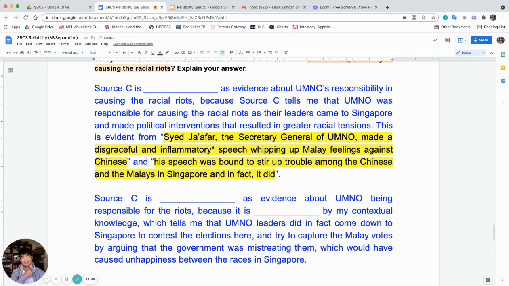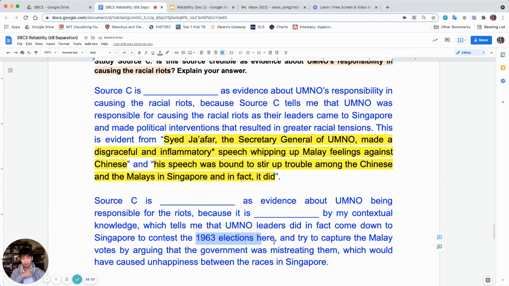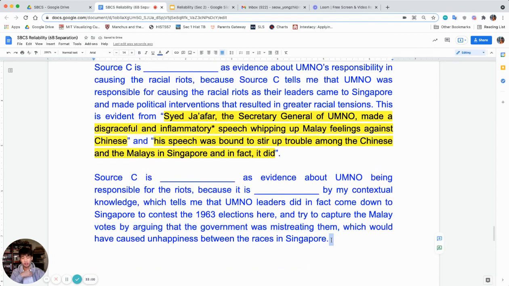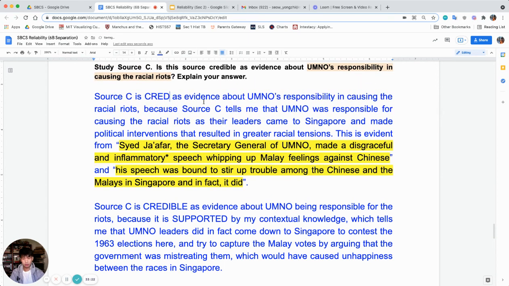So now look at the trick. I have used a different contextual knowledge. I've used the fact that UMNO came to contest the 1963 elections and talk about mistreating them in 1963. I used a different contextual knowledge from the previous one I used about Syed Jafar, so I don't repeat the source, and so I can show the examiner I know something else. And now I can fill in the rest. This is a support, clearly. And so supported means that it is credible. And so source C is credible.